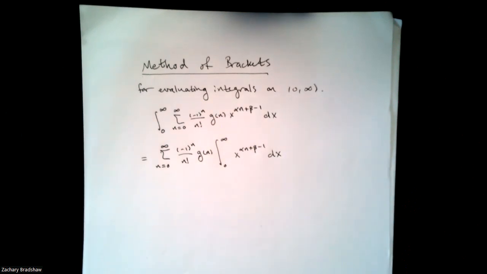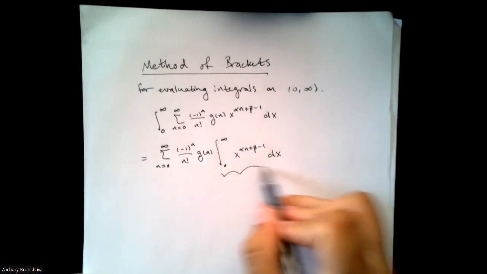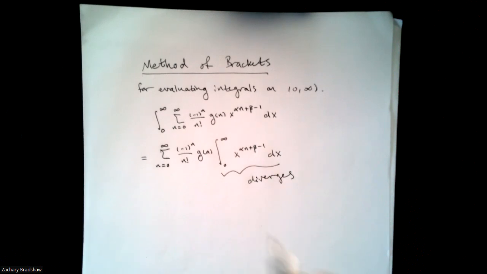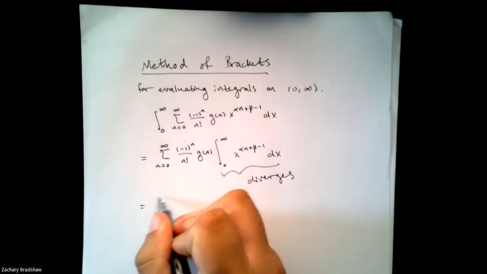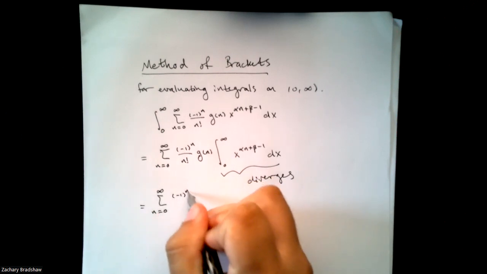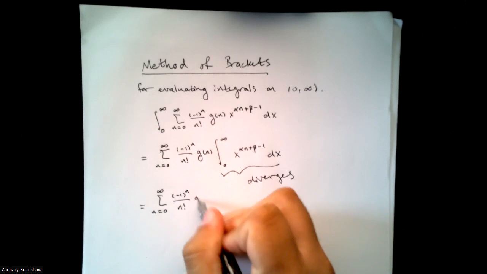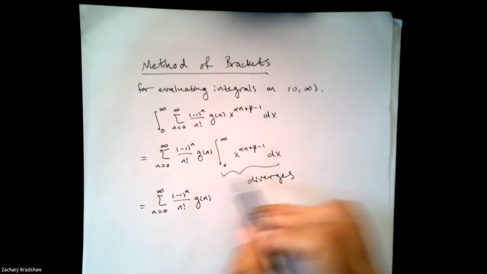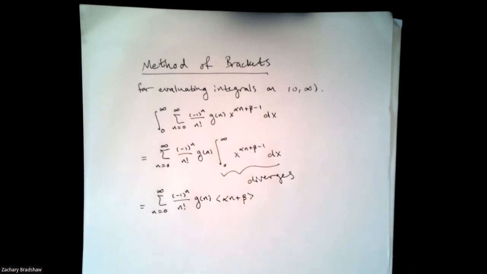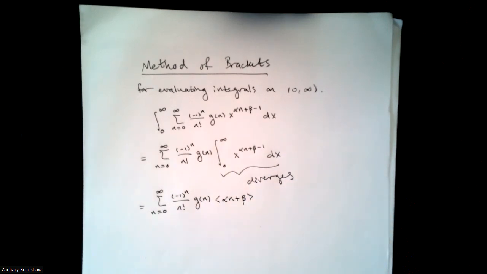So obviously this looks ridiculous. This guy here diverges. But just bear with me for a moment. Let's rewrite this as the sum from n equals 0 to infinity of minus 1 to the n over n factorial g of n, and let's call this divergent integral the bracket of alpha n plus beta. Maybe I should put a dot above this equal sign to show that this is a purely formal identification going on here.